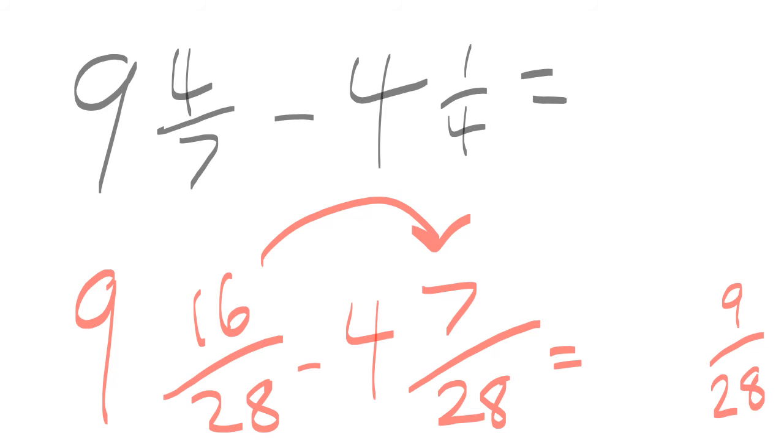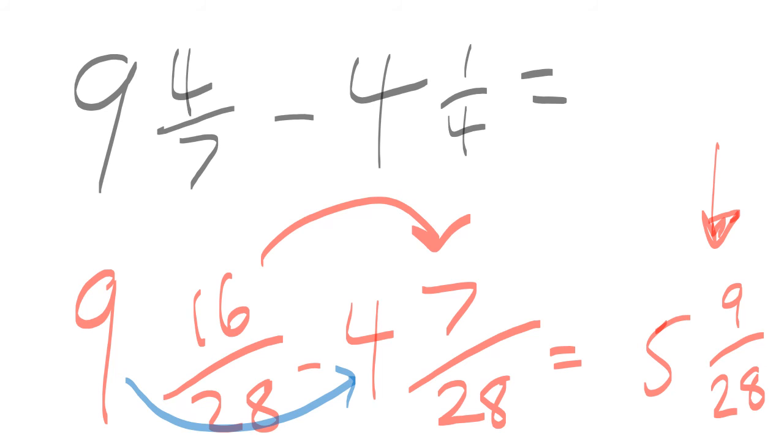And then you've got to do the whole numbers. Can you take the whole numbers away from each other? Whole 9, take away the whole number 4, which is 5. So our answer would be 5 and 9/28, which cannot be simplified. That is your simplest version of that answer, 5 and 9/28.